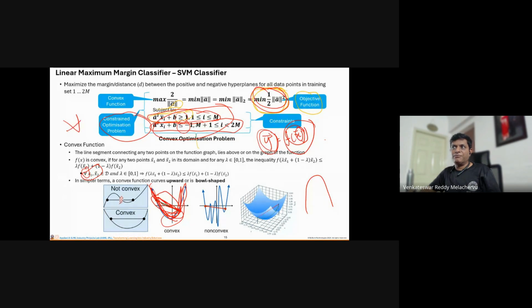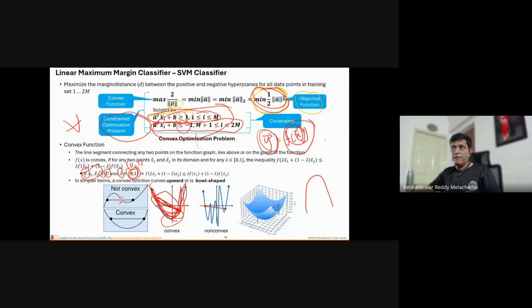We define a line: for each x1 and x2 belonging to domain D, and a lambda value, it's a closed range between 0 and 1, meaning lambda can take 0 or 1 as well. If it is an open range, it is represented with braces, which means it cannot take 0 and 1, but it can take any value between 0 and 1, not 0 and 1. But in this case, it's a closed range.